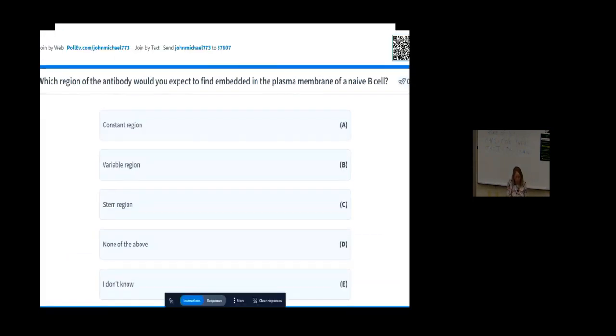All right. So which region of an antibody would you expect to find embedded in the plasma membrane of a naive B cell? The constant region, the variable region, stem region, none of the above.